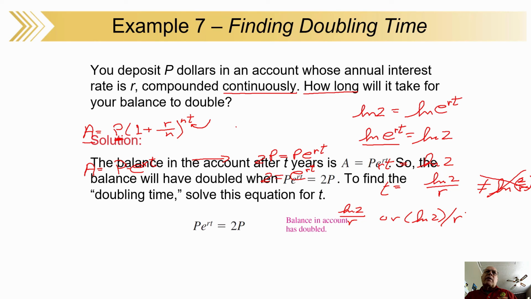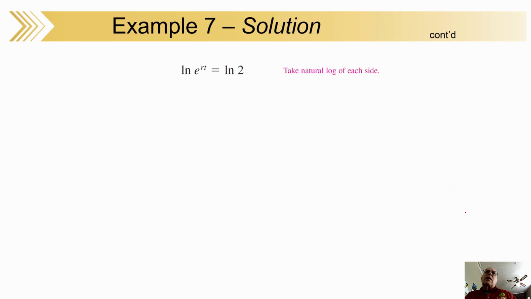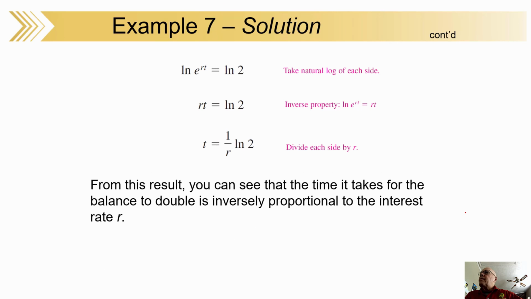And this should look familiar. We divide by the P. We take the natural logarithm of both sides. And the inverse property. And then divide by r. That's a slightly different look, but you know it's the same thing. So you can see that's how you can find the time it takes for the balance to double. It's inversely proportional to the interest rate.